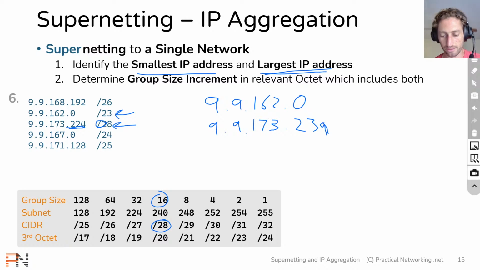That's supposed to be a 9. Okay, cool. So again, we have to find the largest IP address, not the largest subnet. Keep that in mind. So now we just need to find a group size increment in the relevant octet, which in this case for us is going to be the third octet, which includes both of these addresses. So that's 162.